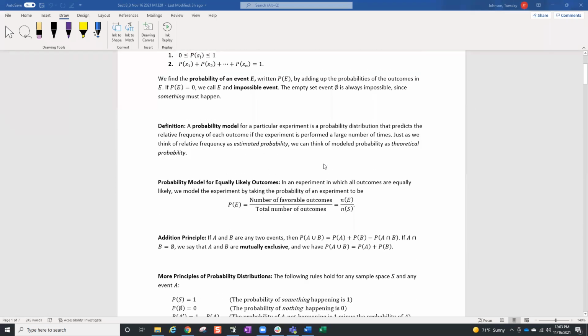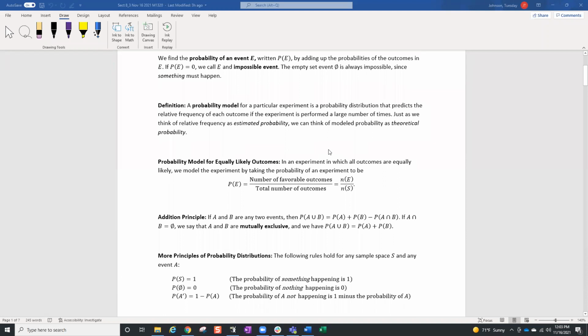A probability model for a particular experiment is a probability distribution that predicts the relative frequency, so we're going back to 8.2 there, of each outcome if the experiment is performed a large number of times. This is called the law of large numbers, essentially. Moving on, to find the probability of E, we count the number of ways E could happen divided by the number of things in the sample space.